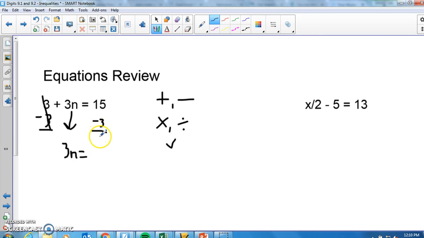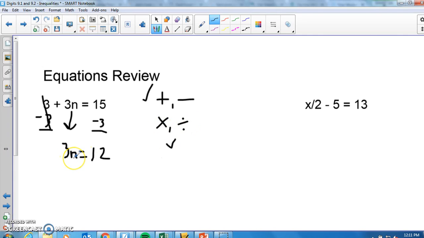15 minus 3 on the right side of the equal sign is 12. So that now gives me 3n equals 12. So I've taken care of the first step. I've gotten rid of the addition or subtraction that's in the problem. Now I'm going to go to the second step to see if there's any multiplication or division.